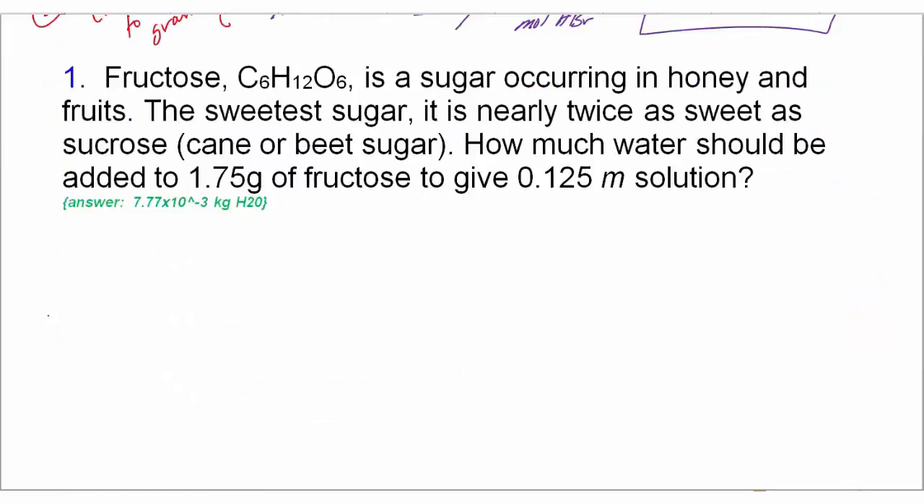Fructose, or sugar, occurs in honey and fruits. It's the sweetest sugar. It's nearly twice as sweet as sucrose. How much water should be added to 1.75 grams to give 0.125 little m? That's molal. How much water should be added to 1.75 grams of fructose to give 0.125 molal solution?